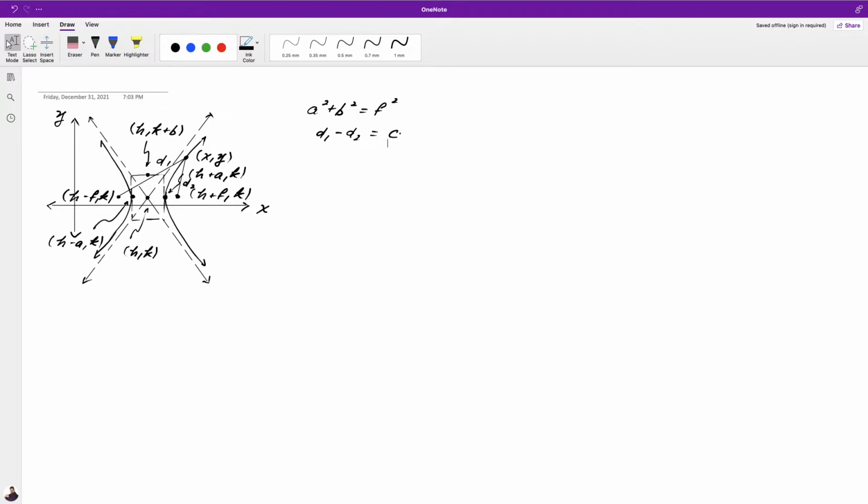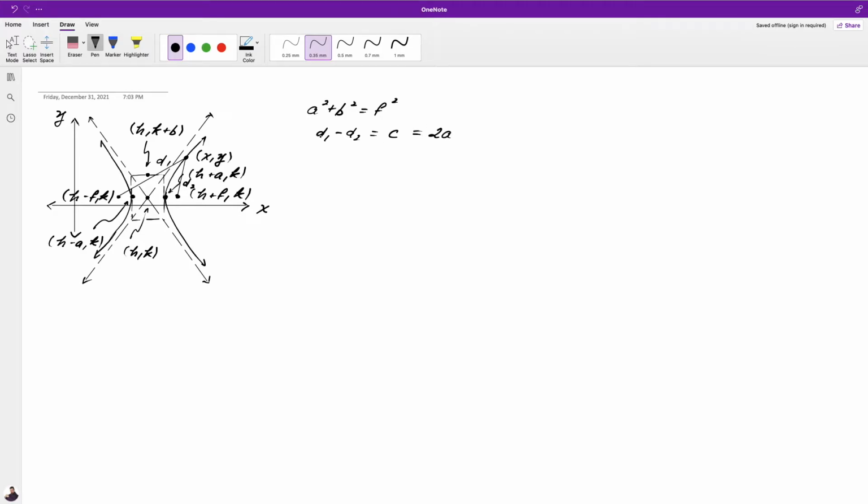Now, it's worth pointing out that this c is actually going to be equal to 2a, because if I allow this x comma y to be the point h plus a comma k itself, and I find the distance d1, it's going to just be 2a plus f. And the distance d2 is just f. Well, 2a plus f minus f is just 2a. So that was not that bad.